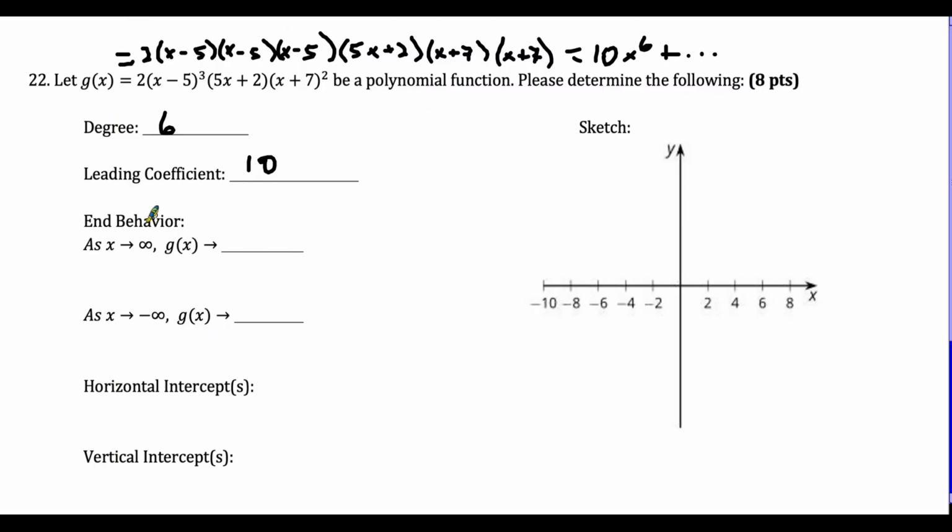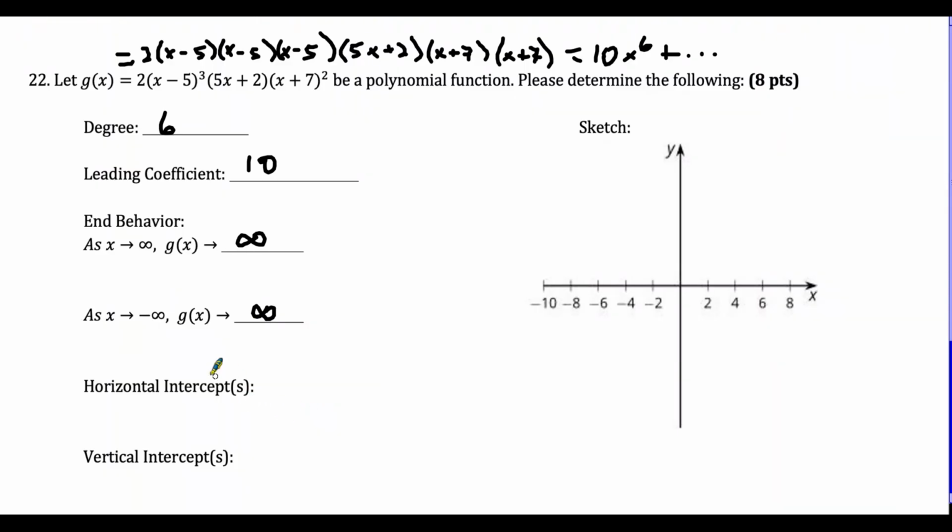Well, from that, I can get my end behaviors. If I have a positive leading coefficient and an even degree, both of my end behaviors are going up. So as x goes to positive infinity, I'm going to positive infinity, and as x goes to negative infinity, my function goes to negative infinity.